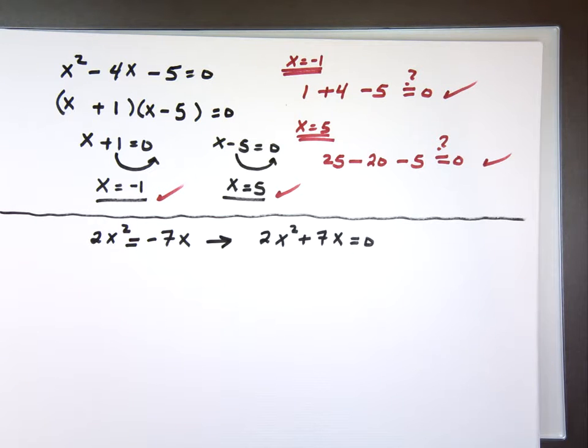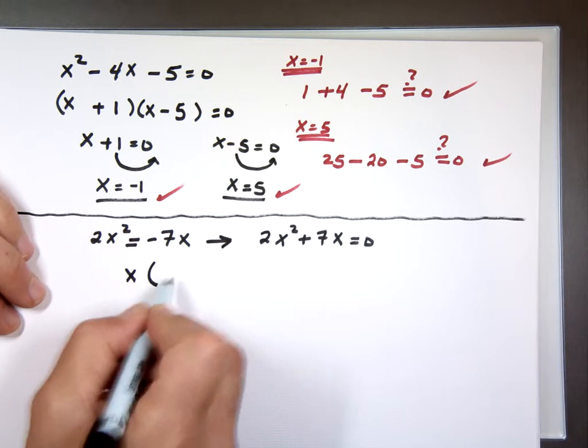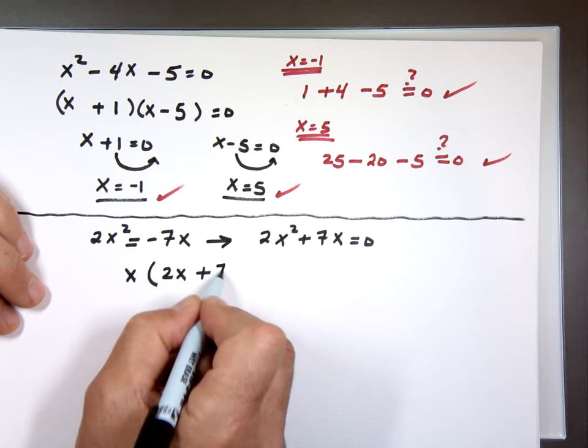Now we need to factor completely. How do you factor that problem? The first rule in factoring is what? The greatest common factor. Do they have anything in common that you can pull outside both of these terms? They both have an x in them. So if you take an x out, what's left? 2x plus what? 7.